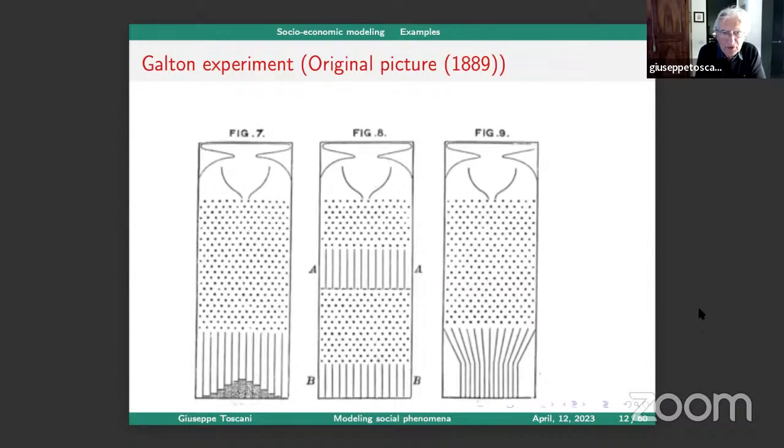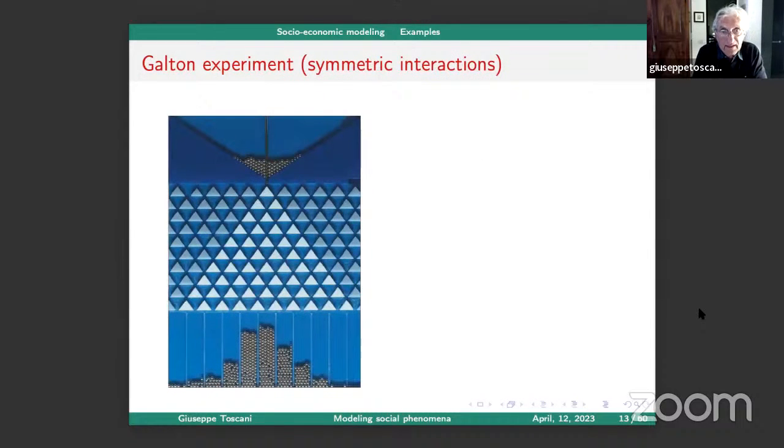This is the original picture in the book of Galton, in which you have pins and then balls that go down. And this is what you see in a much more modern picture. You have balls that start from above, then they have triangles, and at each triangle you can go to the right or to the left. And then you see at the bottom there is this profile in which most of the balls are very close to the original line in which the ball enters into the game.